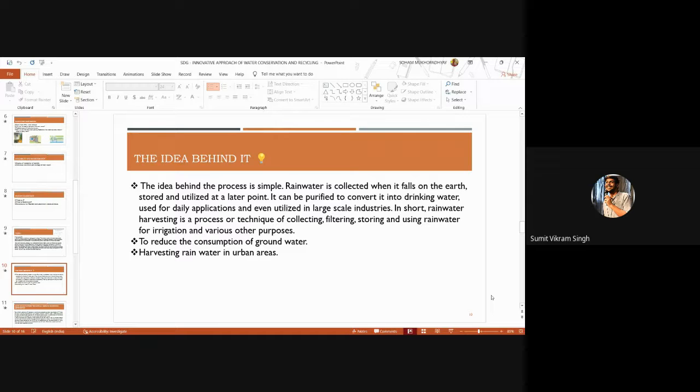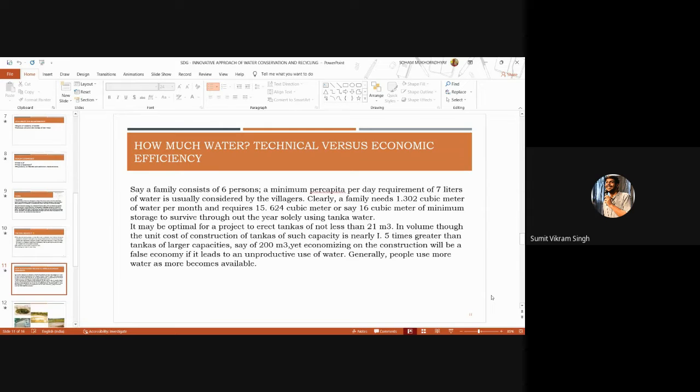So now coming to the next slide: how much water we need, technically versus economic efficiency. It is simple to calculate the annual water needs of the people. Let's say a family consists of 6 persons.